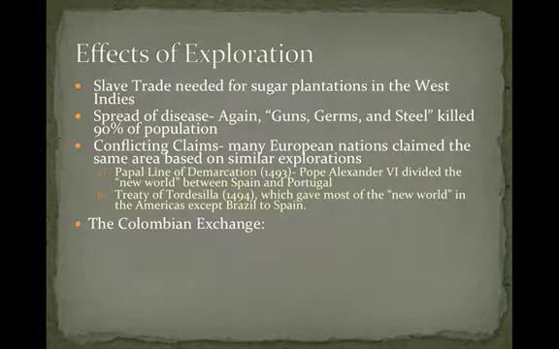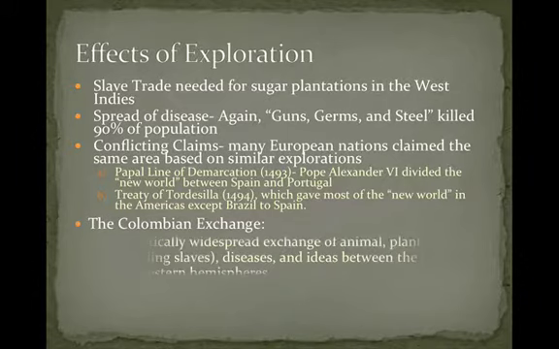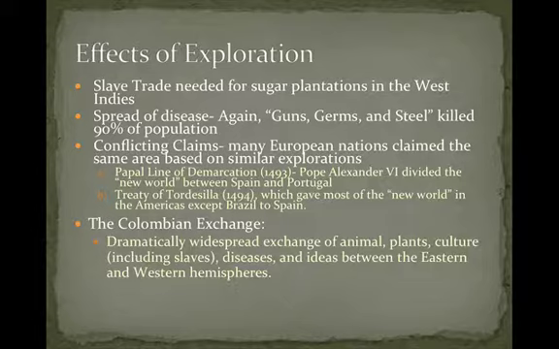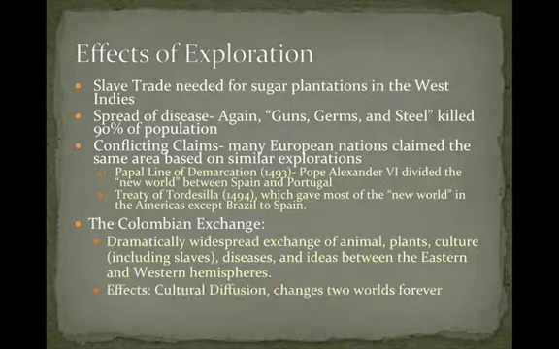The Columbian Exchange, probably the biggest takeaway from chapter 1 for you in the American Pageant book, is going to be defined as a dramatically widespread exchange of animals, plants, culture, including slaves, diseases, and ideas between the Eastern and Western hemispheres, or the Old and New World. The effects of this Columbian Exchange are going to be cultural diffusion, or the spread of cultures and ideas, people, and so on and so forth, that's going to change the two worlds forever.